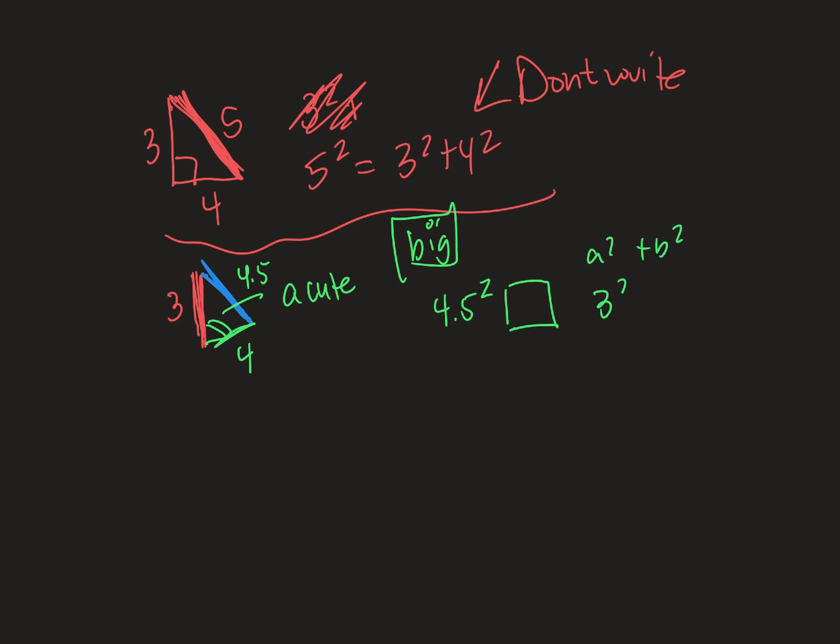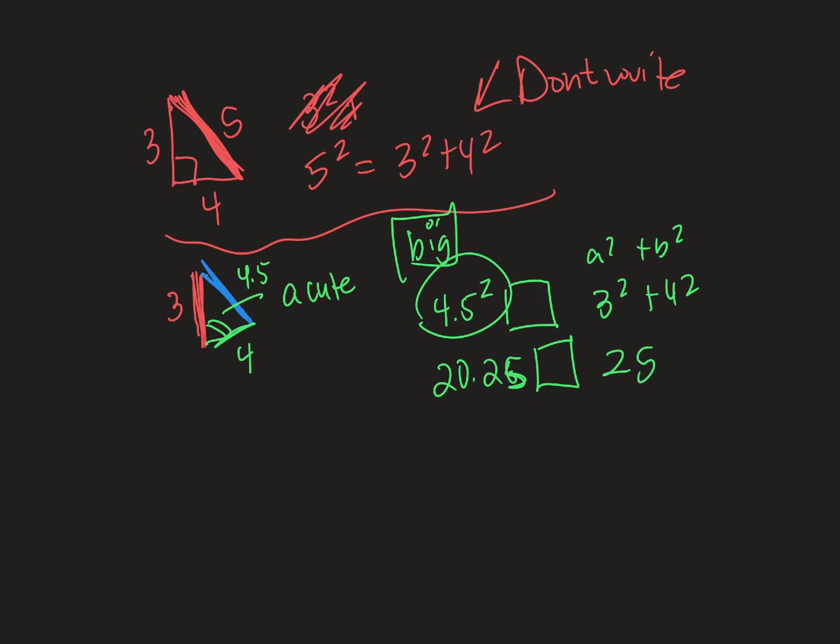So let's do 3 squared plus 4 squared. And let's just put a big box in the middle because it doesn't look like these are going to equal each other anymore. All right, so if I type this in the calculator, we get 20.25. Just leave a box right here. And then 3 squared plus 4 squared was 25.